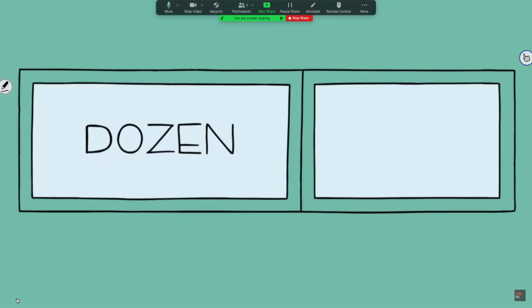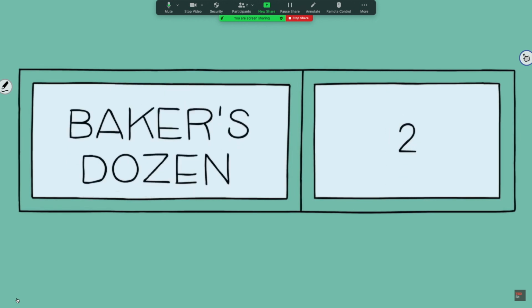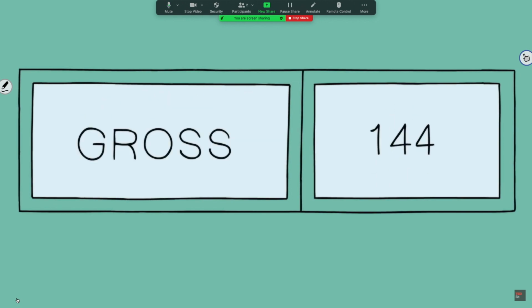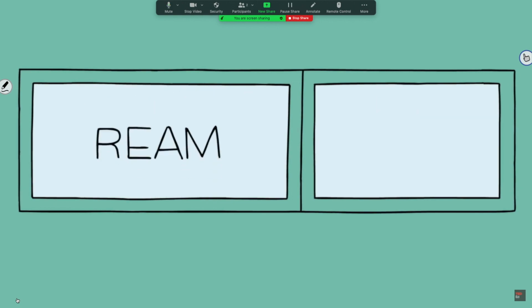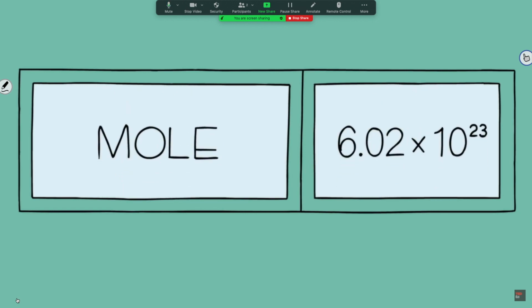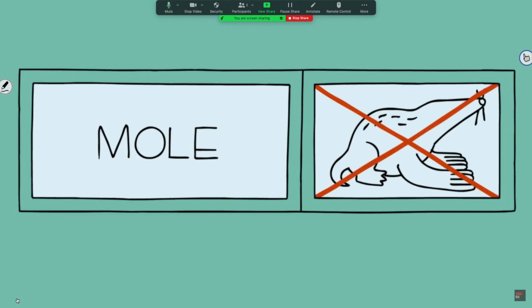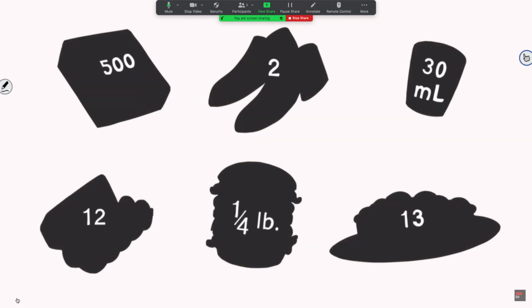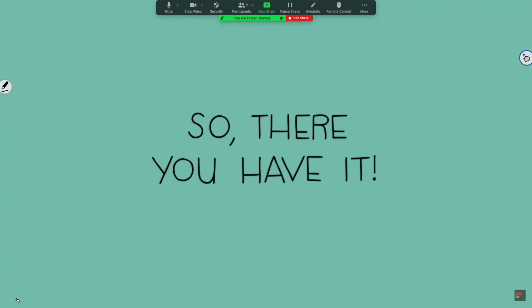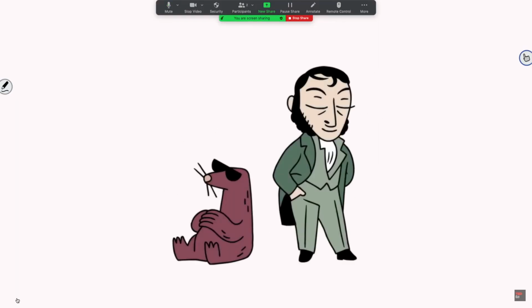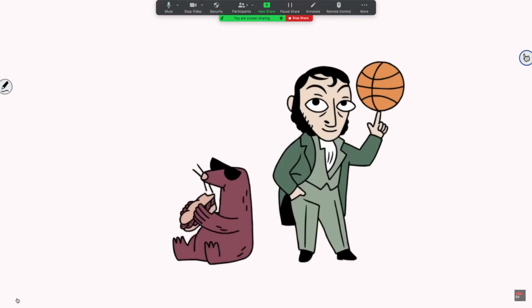When we hear the word dozen, we probably think of the number 12. We also know that a pair is 2, a baker's dozen is 13, a gross is 144, and a ream of paper is, anybody? A ream is 500. Well, a mole is really the same thing. For a chemist, a mole conjures up the number 6.02 times 10 to the 23rd, not a fuzzy little number. The only difference is that the other quantities are more familiar to us. So there you have it, the story of the mole, Avogadro, basketballs, and how to buy salami at the grocery store.